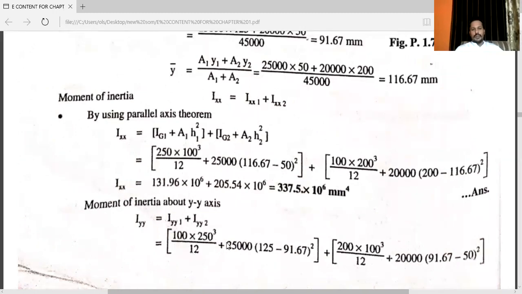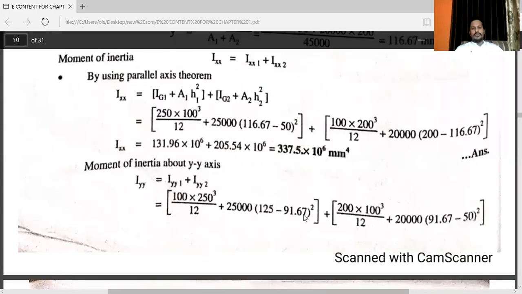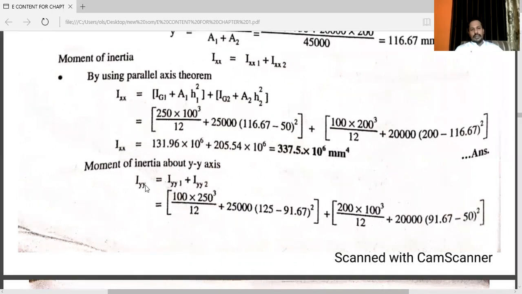We have the value of area 1, that is 25000, plus H1. See here what I am telling. Now here is the horizontal distance. In the previous case, we have taken the horizontal axis, but here we are considering the vertical, that is y-axis. So the distance will be horizontal. Where we have taken the horizontal axis, the distance will be vertical because we have to take the perpendicular distance between them.